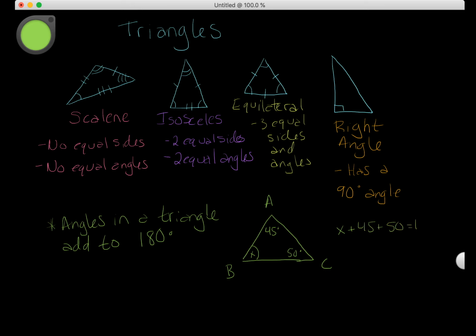So x equals 180 minus 45 minus 50. And of course, x equals 85. So that means that our missing angle is 85 degrees.